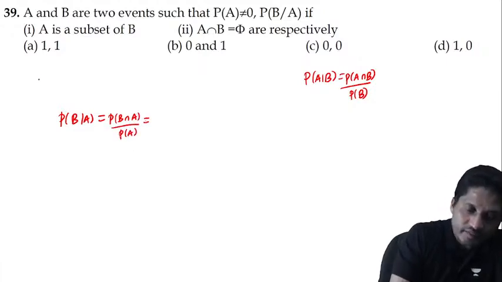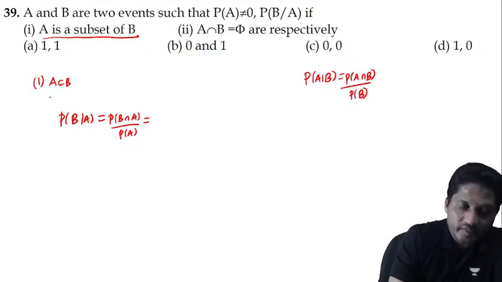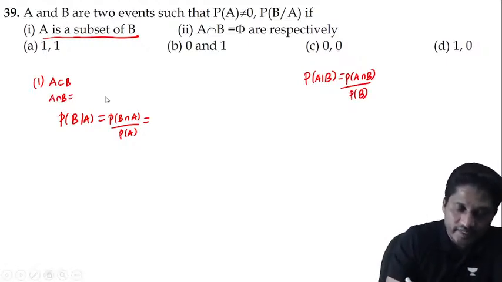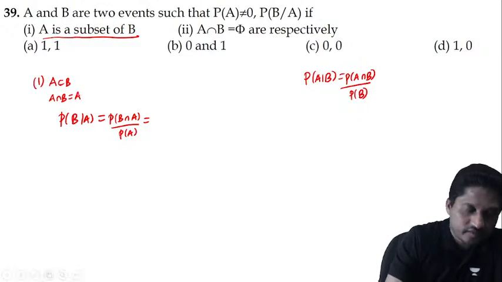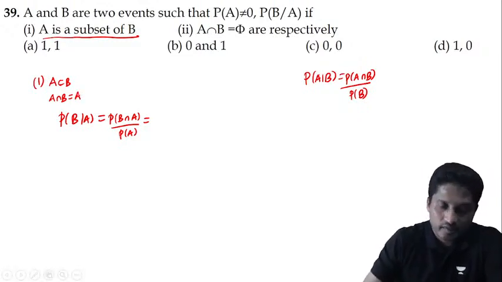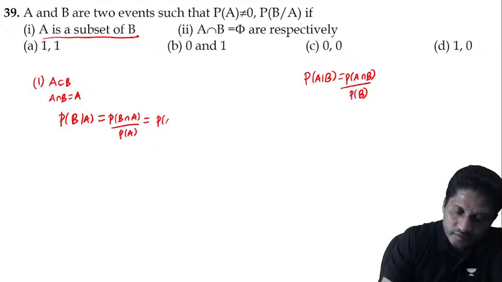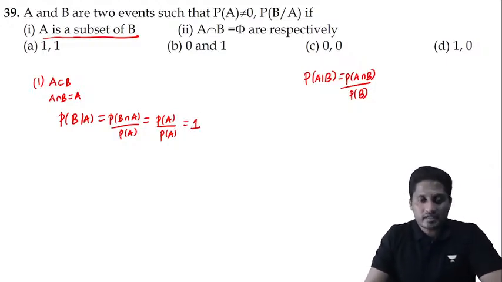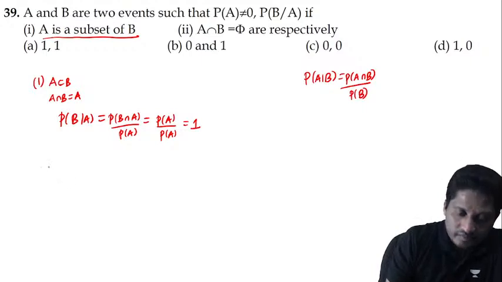If I use subdivision 1, it's given in the question that A is a subset of B. A is a subset of B means A is present in B. Therefore, A intersection B should be equal to A only. Now, if I substitute here, this is P of A upon P of A, which will be equal to 1. This is subdivision 1. Alright, and then subdivision 2. A intersection B is a null set.